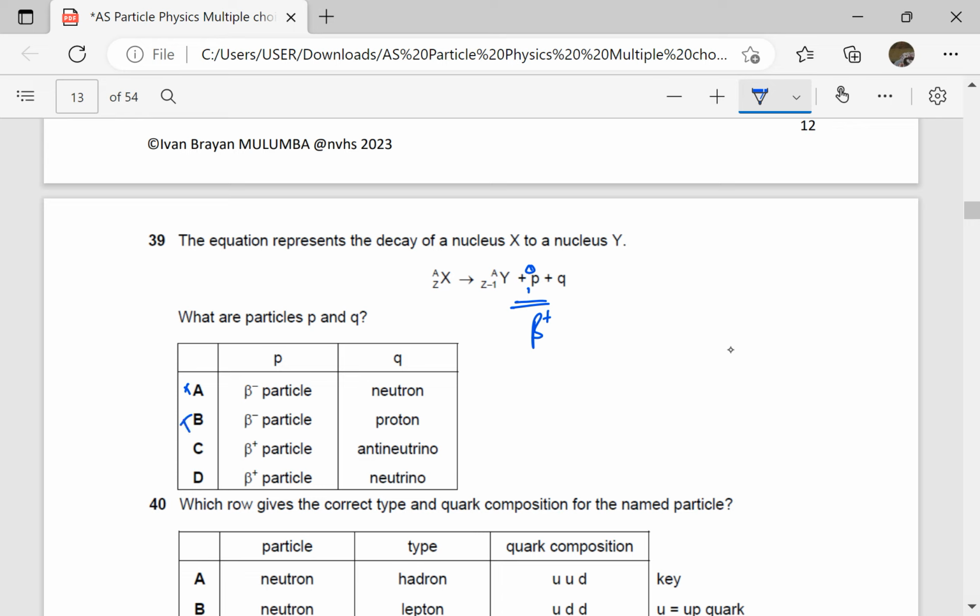Then Q. Because the proton number is already balanced and the nucleon number is already balanced, Q has 0 nucleon number and 0 proton number. Beta plus is accompanied by a neutrino. So the answer here is going to be D.